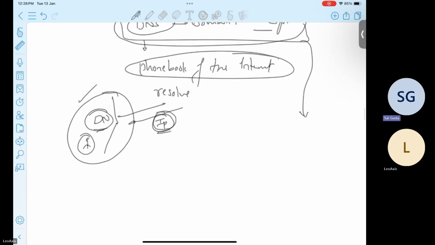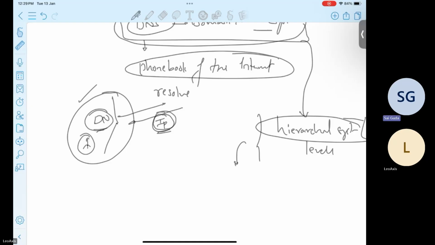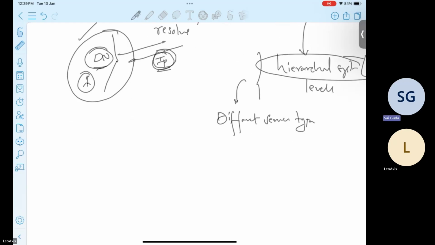Now, how is the system operating? It operates through a hierarchical system, which means through levels. What does it mean here? It contains different server types. So DNS operates through a hierarchical system using different server types. The system contains 4 important servers, and DNS operates by using these 4 important servers.